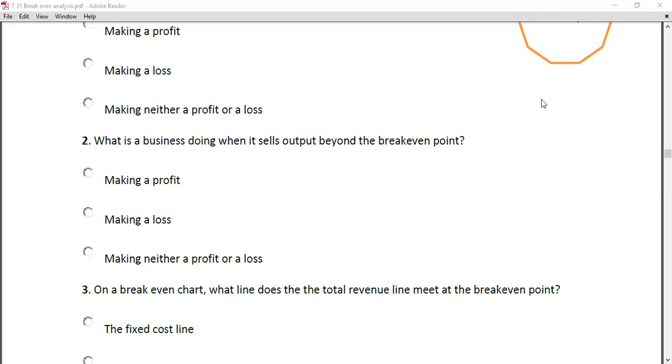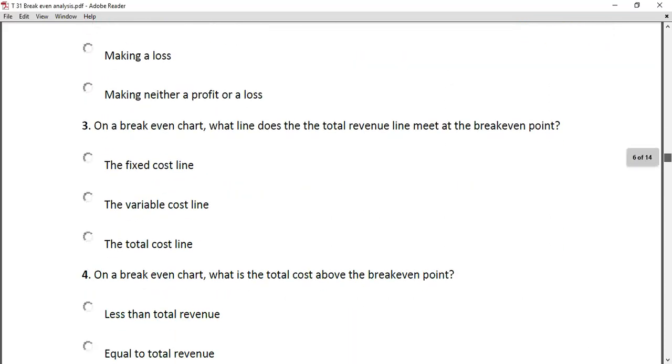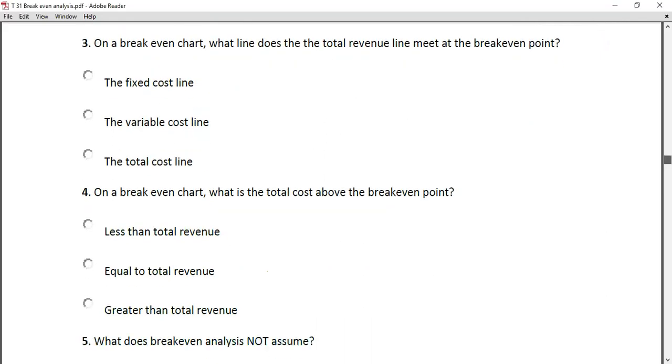Question number 3: on a break-even chart, what line does the total revenue line meet at the break-even point? Number 1, a fixed cost line. Number 2, variable cost line. Number 3, total cost line. Simple question. Everyone correct this time. Answer is 3, the total cost line. Correct.